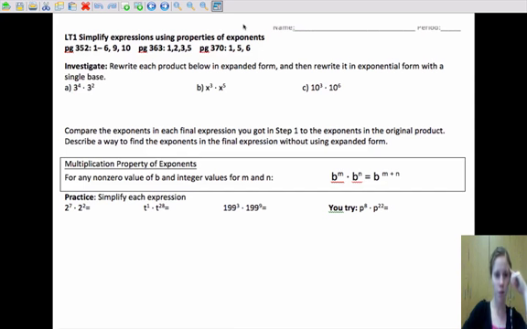Alright guys, we're going to get into the next unit here. Learning target 1 is to simplify expressions using properties of exponents. This is basically just a lot of rules when you're dealing with exponents. So we're going to go through a couple different rules just with multiplying exponents, taking exponents to exponents, dividing exponents, and having negative exponents. So we're going to go through some of that here today.